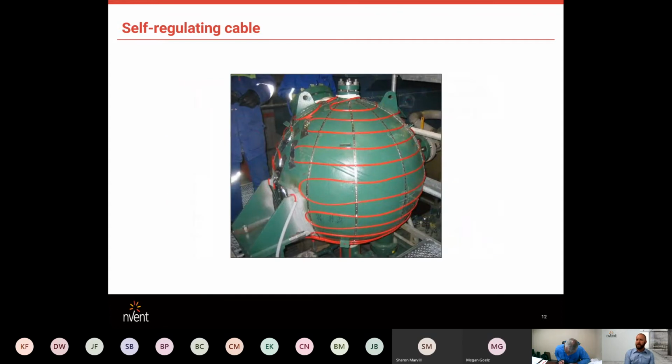Another application I'd like to show is that often people will think heat tracing is strictly for piping systems. We can heat all different types of equipment. I'm not sure what exactly this spherical tank was for, but it gives you an idea that no matter what it is, if we're able to insulate it and get the cable on there, we can heat it up.